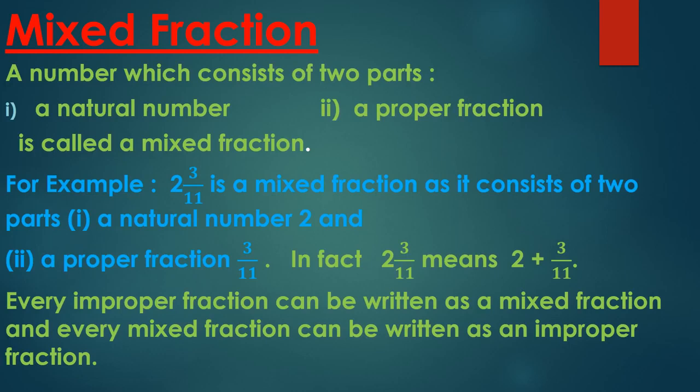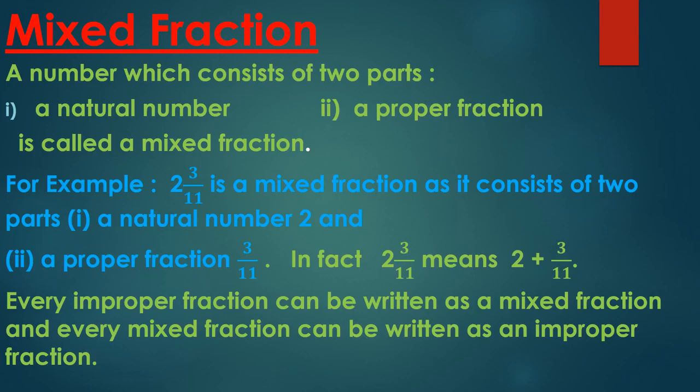One is a natural number, that is 2. We can say 2 is a whole number also. And 3 upon 11 is a proper fraction. Why is it a proper fraction? Because the numerator is smaller than the denominator. So this 2 3 upon 11 consists of two parts. One is a natural number, that is 2. One is a proper fraction, that is 3 upon 11. So this is a mixed fraction.